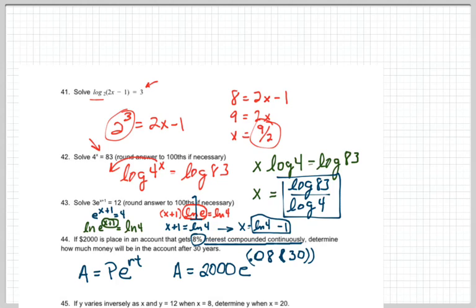Now that whole exponent needs to be multiplied first. So it's easiest on your calculator to use the e hat, and it'll open a parenthesis, and you just have to type in 0.08 times 30. Then take that times the 2,000, or you can type it all in one statement, and you'll get the value of your $2,000 after 30 years.